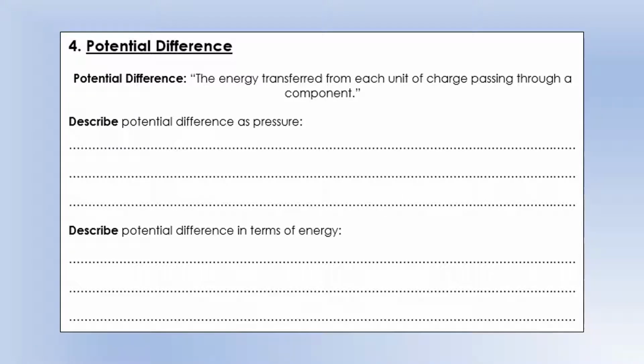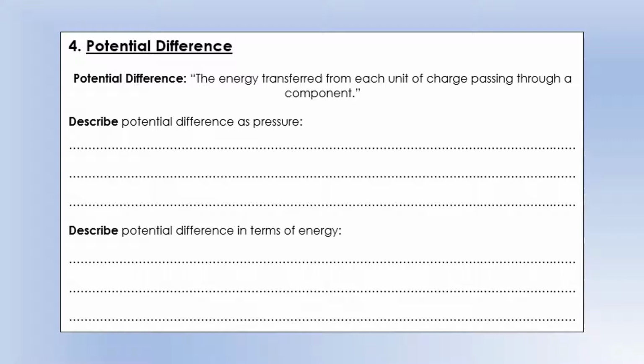Alright, so in the last video we talked about current. In this one we're going to talk about potential difference, and then we're going to look at some laws that current and potential difference have to follow. So let's start off by defining what potential difference actually is. As charges go through a component, they will transfer some of their energy to it. So potential difference is the energy transferred from each unit of charge passing through a component.